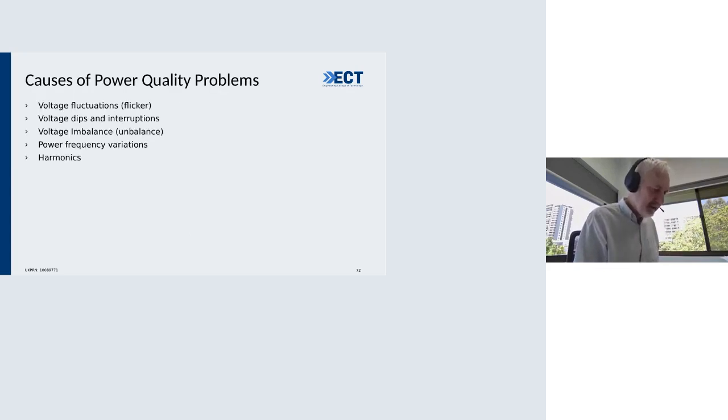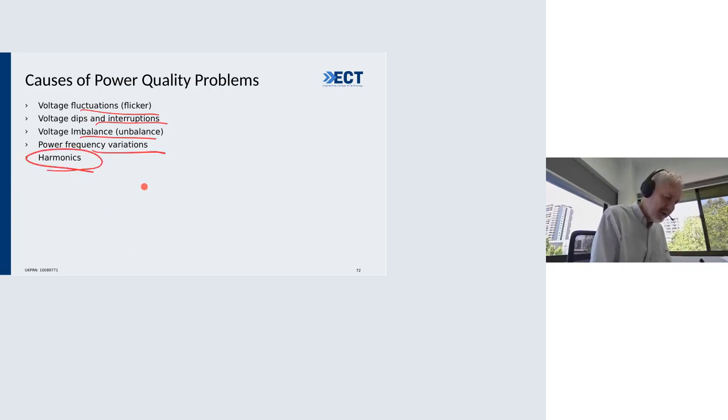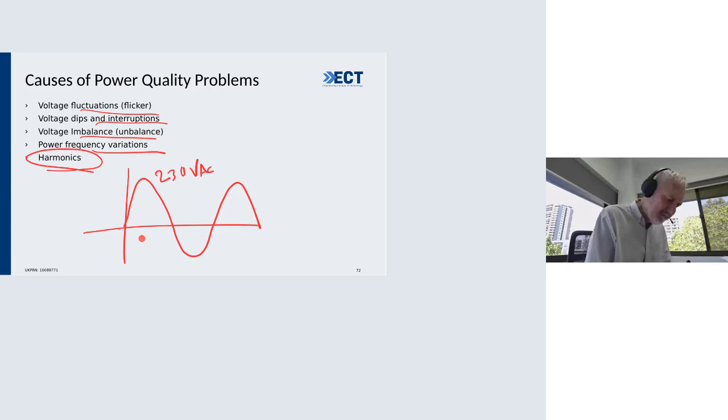Then power quality is the next issue, and with electronics around, power quality is very important. You can get different causes of power quality problems: voltage fluctuations, dips, interruptions, voltage imbalance, power frequency variations, harmonics. Harmonics are, if you look at a typical sinusoidal waveform, you would have something like that, 230 volt AC. But in fact, most of the time it has a bit of a distortion.